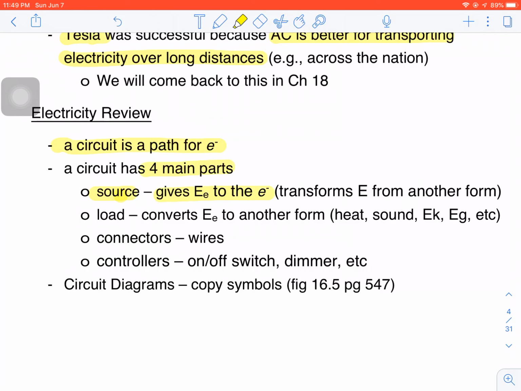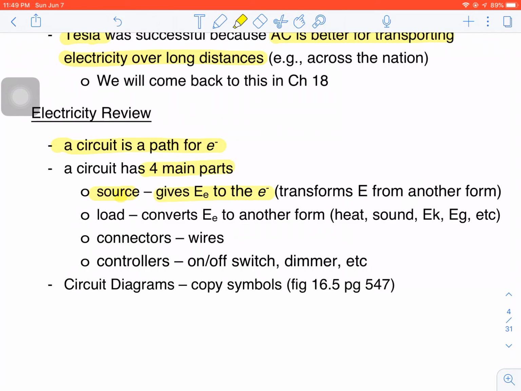The source contains another form of energy that's going to be converted into electrical energy. Maybe it's chemical energy in a battery, and that's going to be used to make electrical energy. Maybe it's kinetic energy in a wind turbine, and that's going to give electrons energy.